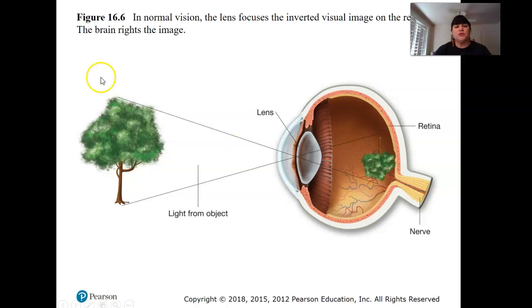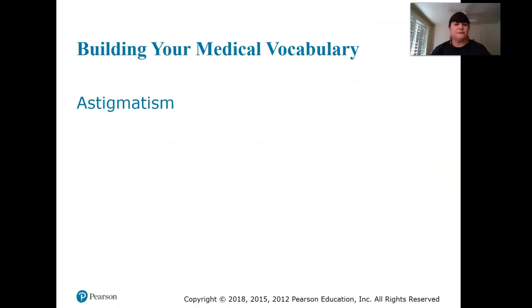Let's say here's a tree. The light is being emitted, goes through the cornea, through the pupil, through the lens. The lens bends the light, and then the light hits the retina. In reality, it's like a camera. If you're familiar with cameras, they flip the image. The lens will flip the image, so it's upside down, goes through the nerves to the brain, and the visual cortex will turn it right side up and we'll actually see the image.